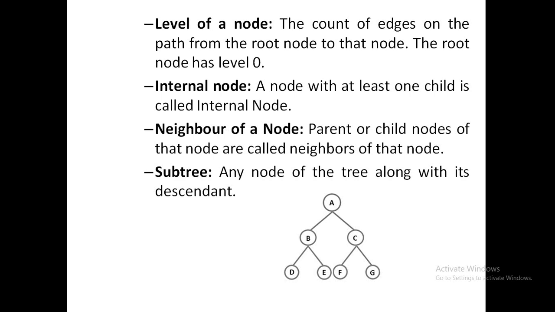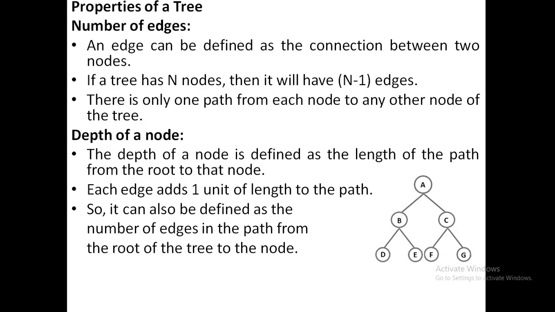Neighbor of a node. Parent or child nodes of any node are the neighbors of that node. For node B, A and D and E are the neighbor nodes, and for node C, F, G and A are the neighbor nodes. Subtree. Any node of the tree along with its descendants is said to be a subtree. So here we have BDE as a subtree and CFG as a subtree.